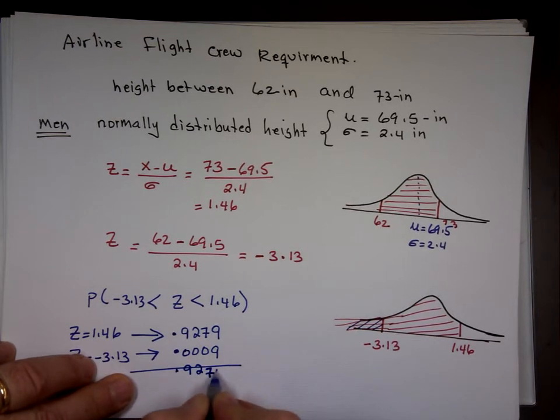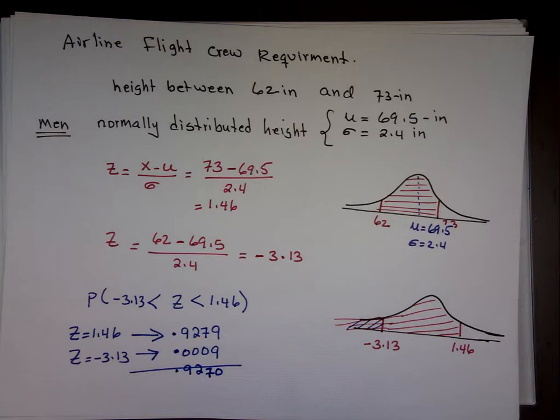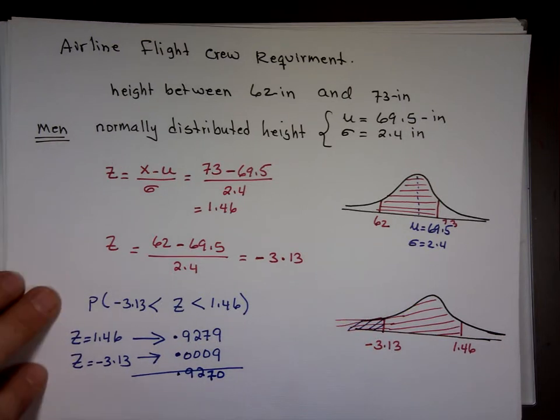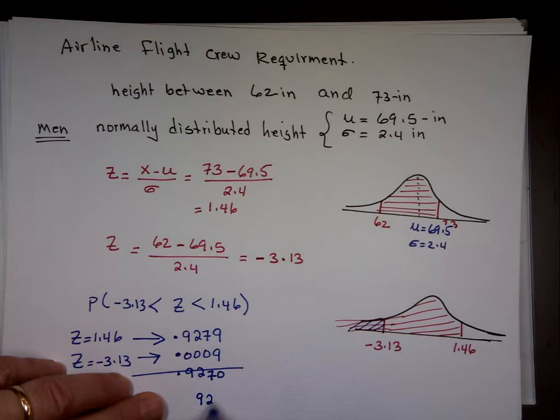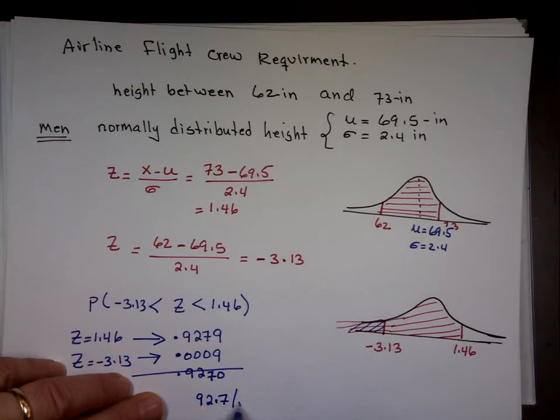So that's 0.9270. And if you want to change that to a percent, it says what percent of the people fit the airline requirement? It is actually 92.7% of the people fit that requirement.